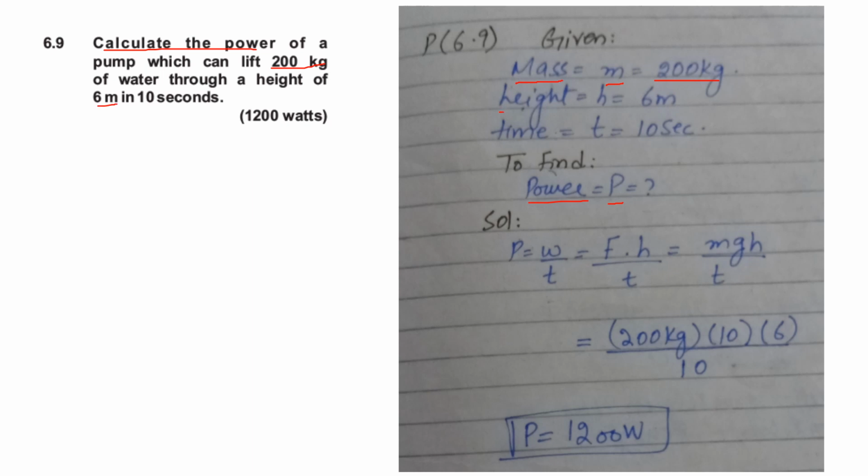So the height at which the water is placed is about 6 meter, and it is represented by small h. And the time that is taken to do this task is about 10 seconds. So time will be equal to small t, and that is 10 seconds. What we have to do, we have to find out the power. All of you know that power is equal to work over time.